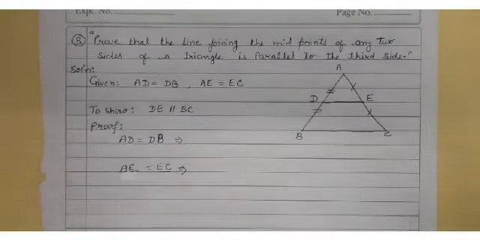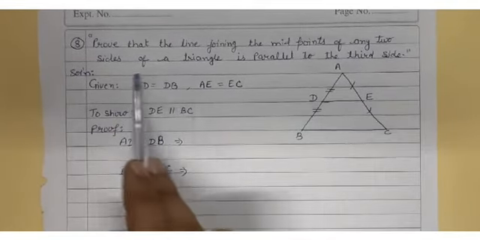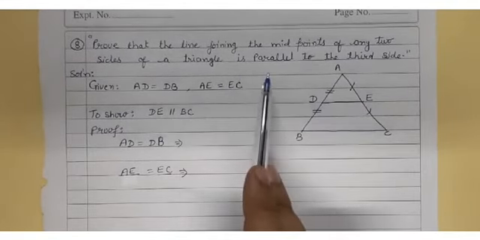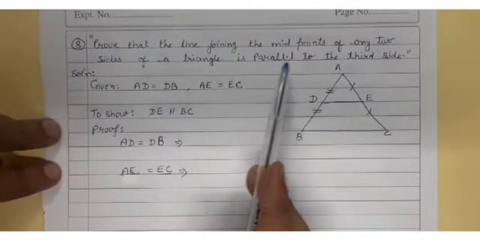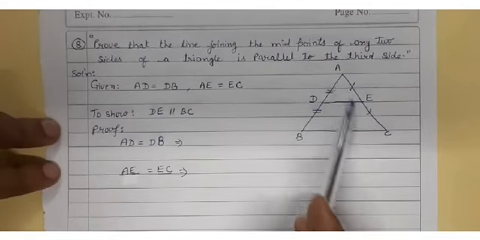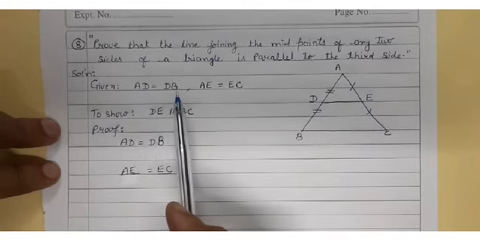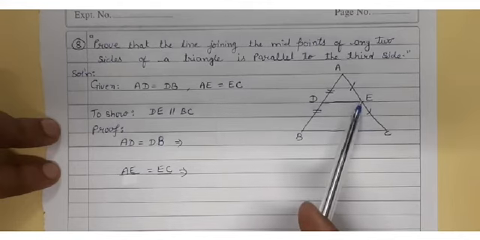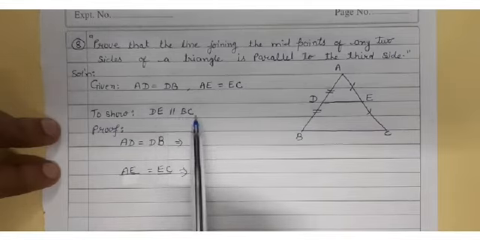Yes, next question is, prove that the line joining the midpoints of any two sides of a triangle is parallel to the third side. D is the midpoint of AB and E is the midpoint of AC. Then what is the meaning? AD is equal to DB because D is the midpoint, and AE is equal to EC because E is the midpoint. What you have to show is DE is parallel to BC.